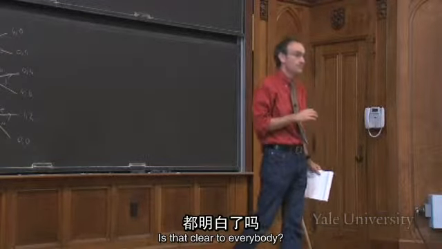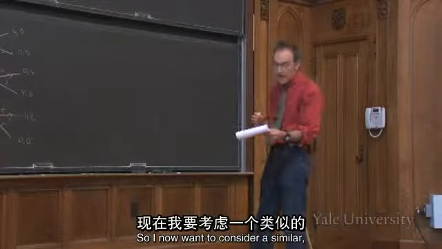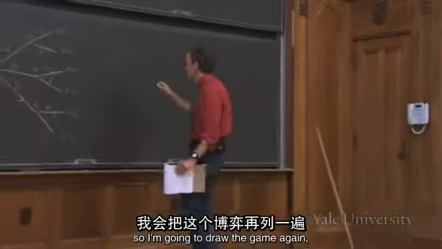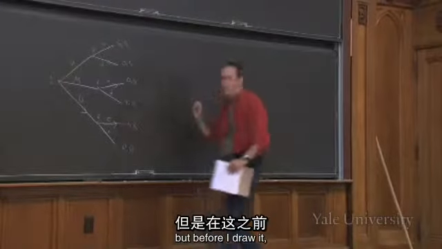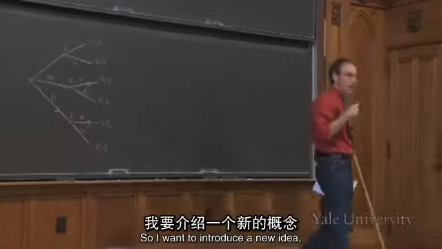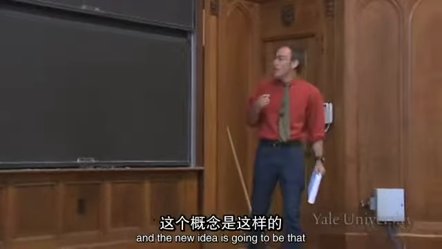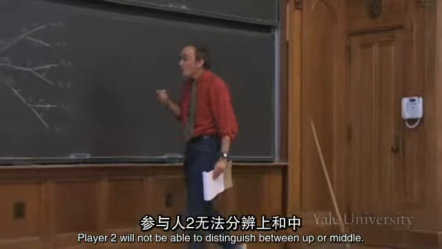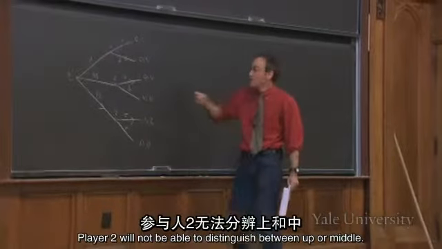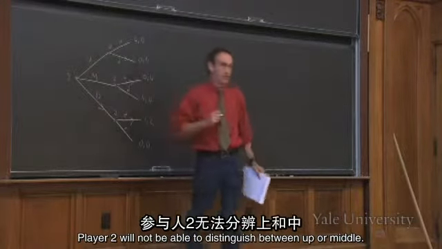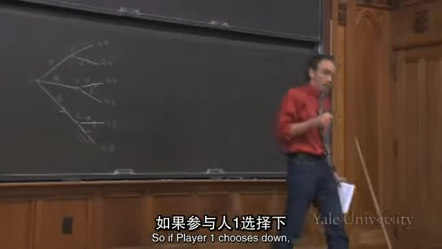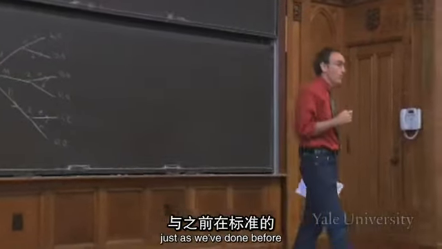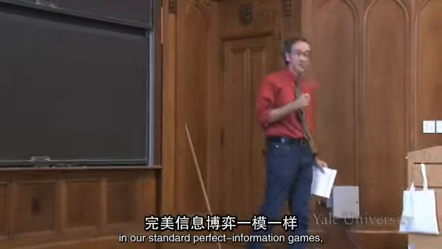Is that clear to everybody? I now want to consider a similar but importantly different game. I'm going to draw the game again. Before I draw it, let me say what I'm going to do. I want to introduce a new idea: player two will not be able to distinguish between up or middle. To say it again, if player one chooses down, player two will observe that, just as we've done before in our standard perfect information games.